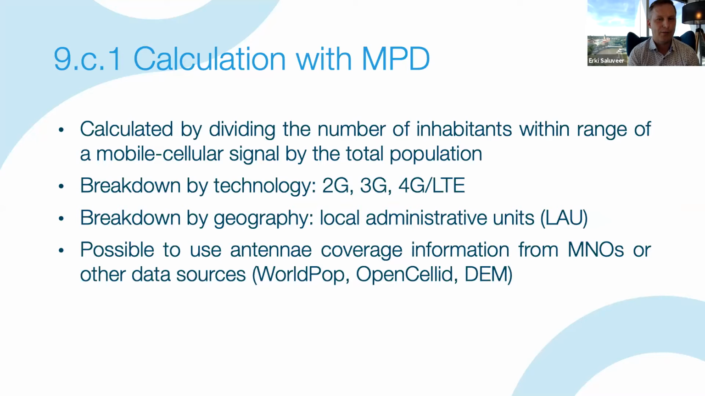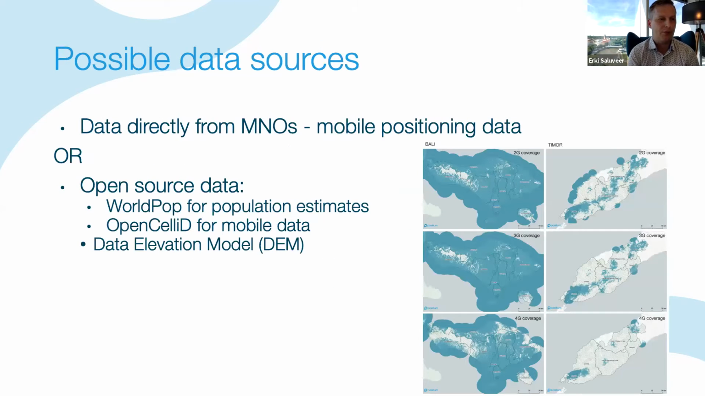So for that purpose, we will propose different data that could be used. Of course, mobile network operator data is something that can be asked from mobile network operators in order to calculate this kind of indicator. We call this data mobile positioning data. And there is a methodology that could be put in place to calculate this indicator.